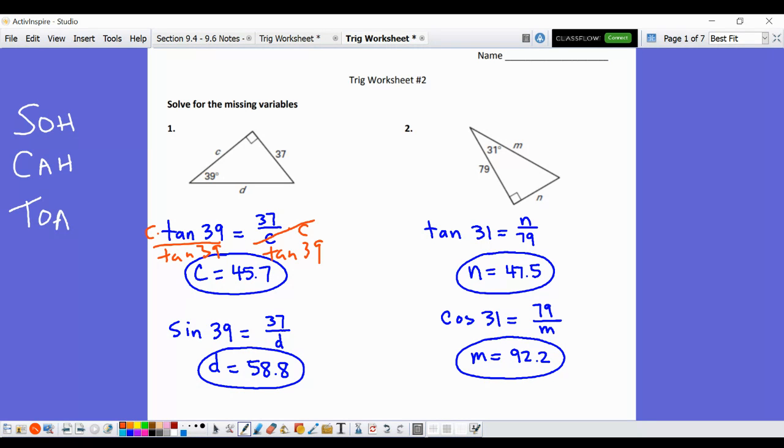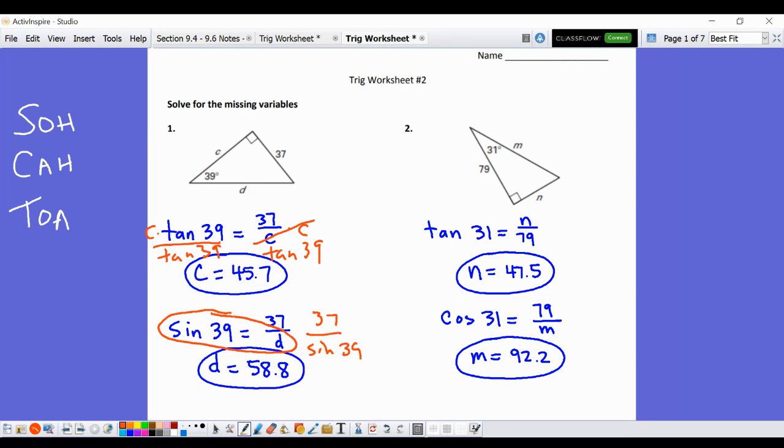But the more we do this, the more we're going to realize that when the denominator is the variable, we're going to see those two switch right there. So when d, as in the case here, is in the denominator, this problem will be solved 37 divided by sine of 39. So hopefully at this point you have noticed that pattern, so that every time you have the variable on the bottom, you're able to just swap it out with the trig function.